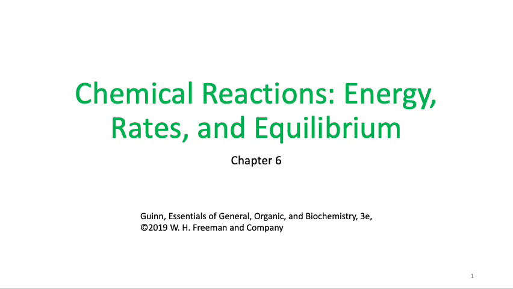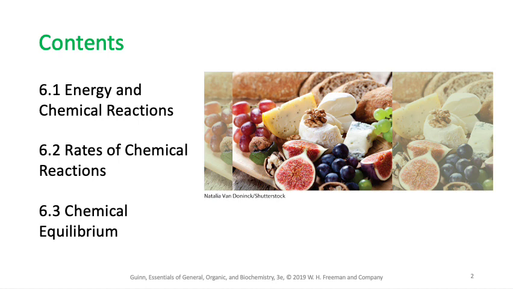So in this video, we're gonna start a new chapter, number 6, which is chemical reaction, and we're gonna talk about the energy, the rate of the chemical reaction, and the equilibrium of the chemical reaction. The topics that we're gonna cover in this chapter are energy and the chemical reaction, how energy is related during a chemical reaction, and then the second one is the rate of the chemical reaction, how fast the chemical reaction goes or how slow it normally goes, and the third one is the chemical equilibrium.